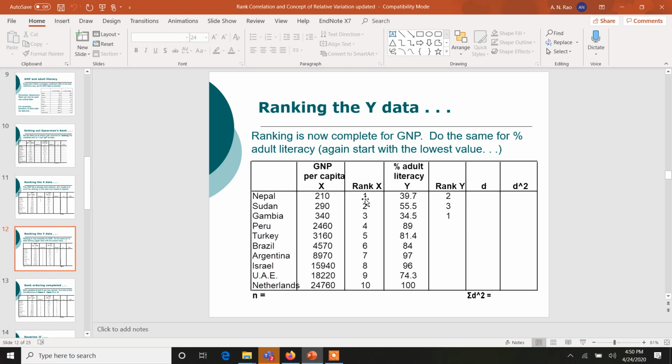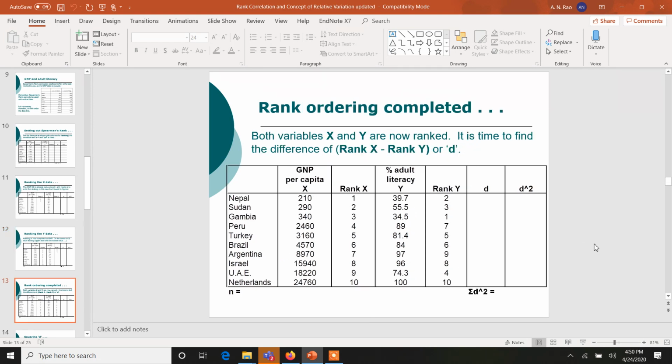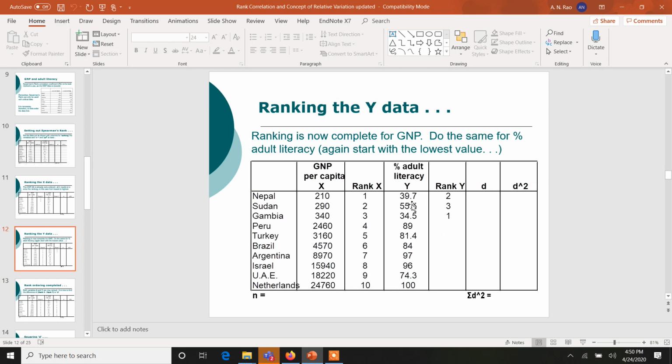So we have the rank of X from the lowest to the highest value. I have ranked these. Now I have to rank Y as well. So how to rank Y? The minimum value in Y. Why am I looking at the minimum value? Because when I was ranking X, I assigned 1 to the minimum value.